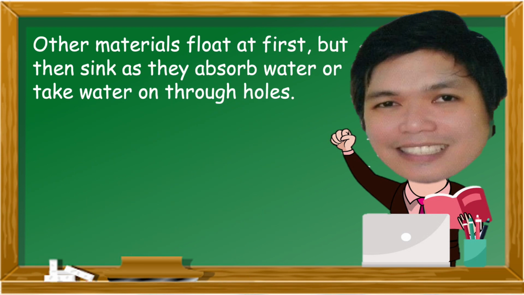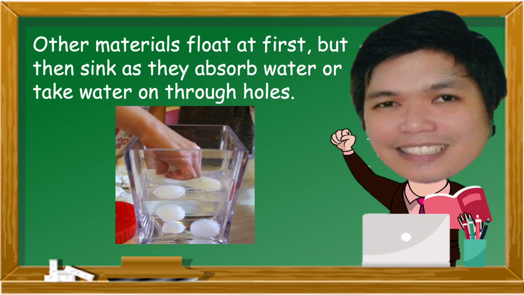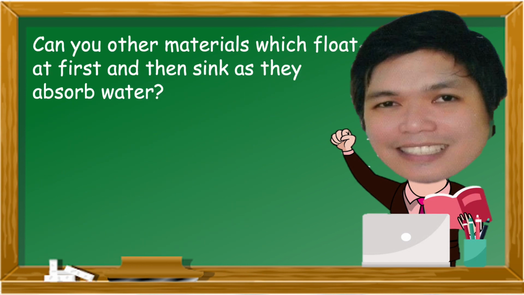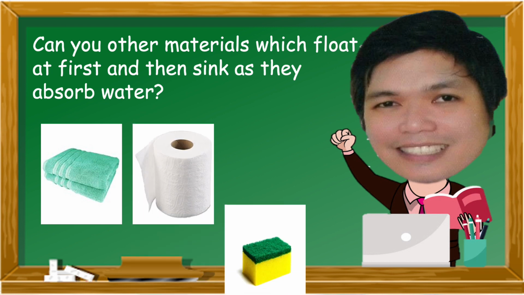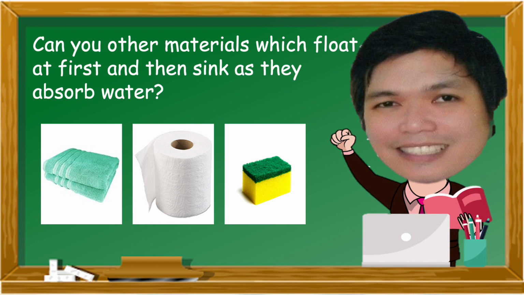Other materials float at first but then sink as they absorb water or take water in through holes. An example of these materials is a cotton ball. Can you give other materials which float at first and then sink as they absorb water? That's right! Towel, tissue paper, and sponge float at first but then sink as they absorb water.